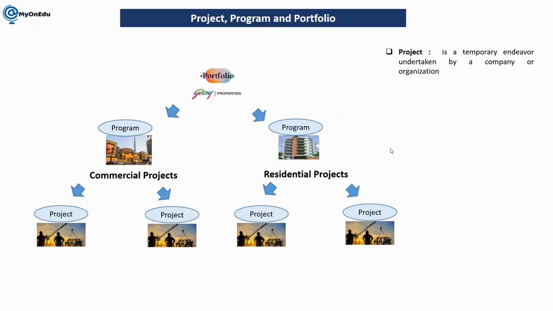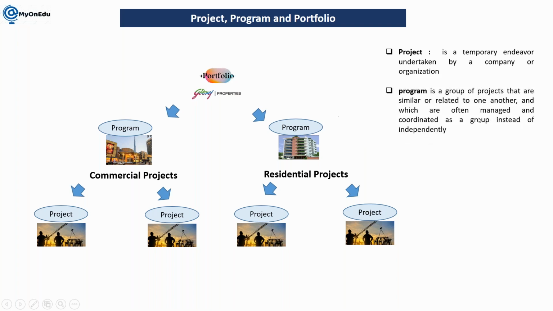So what is a project exactly? It is a temporary endeavor undertaken by a company or an organization. And a program is a group of projects that are similar or related to one another, and which are often managed and coordinated as a group instead of independently. So in the same example, if I keep similar kinds of projects like a residential project and a commercial project in one place, it will become a program. And a portfolio is a collection of projects and programs that are managed as a group to achieve strategic objectives.